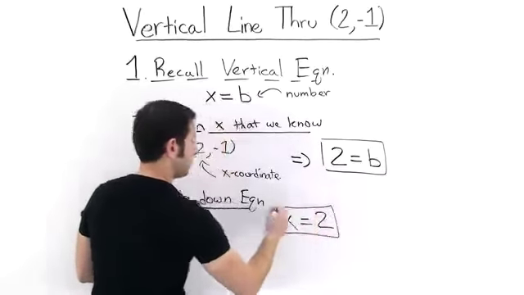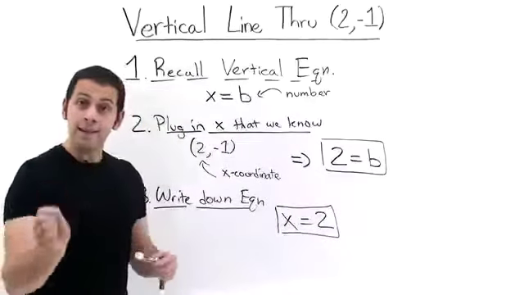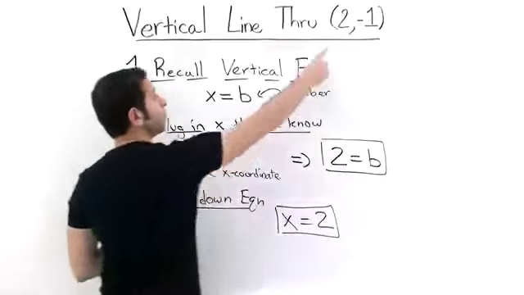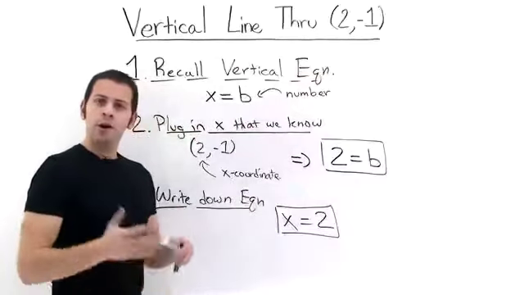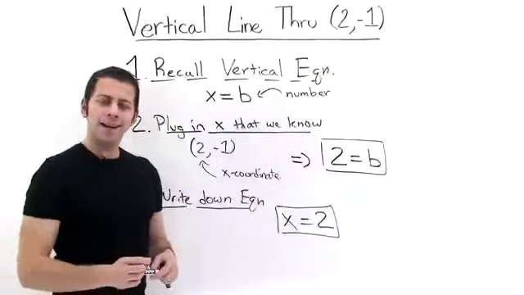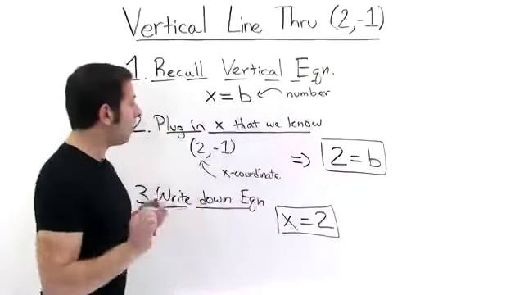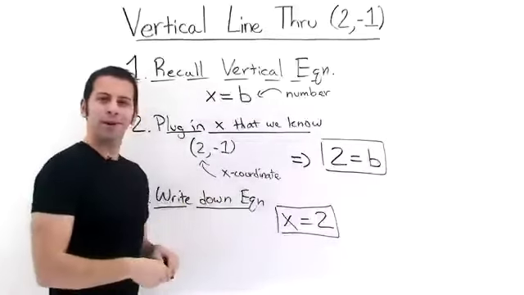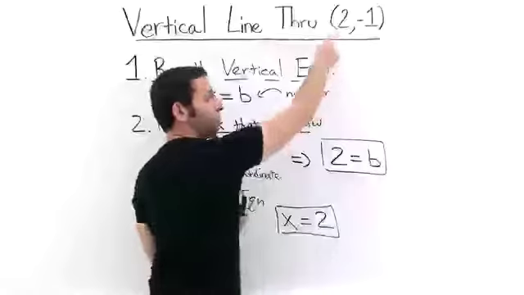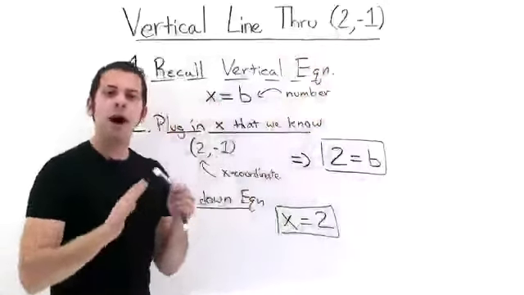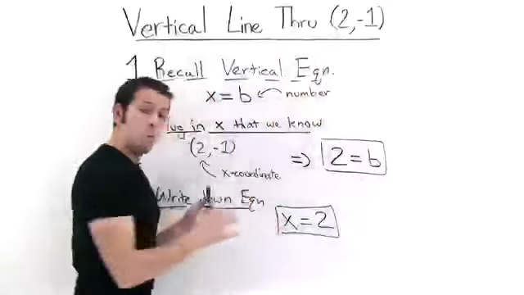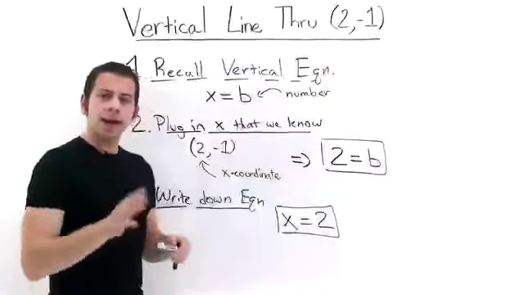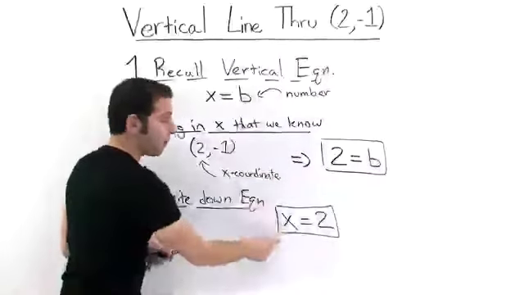Pretty basic. And that right there is the equation for a vertical line that goes through the point (2, -1). Remember, a vertical line doesn't really depend at all on the y-coordinate. All that matters is what is the x-coordinate. So as soon as you know that the x-coordinate of your point is 2, then you know automatically that your equation must be x equals 2. And every single point on the line follows this equation.